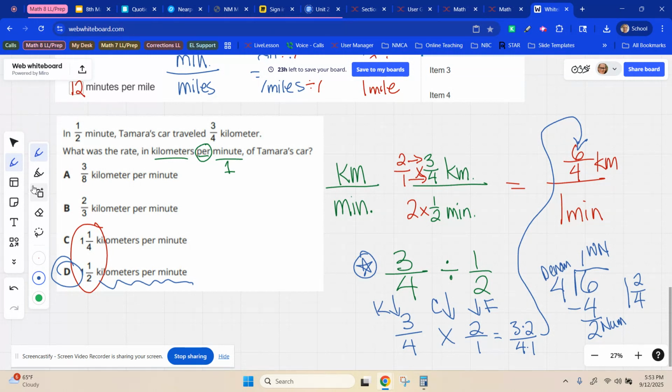And again, just don't forget the unit rate is the rate per 1.